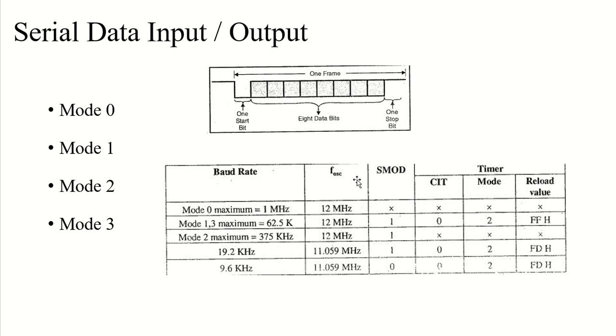For 9.6 and 19.6 kilohertz, for values of SMOD 0 and 1, you can see other values like reload value, mode, C/T, and oscillation frequency here. And we have different values for different baud rates from 9.6 to 4.8, 1.4 to 1.2, all this in kilohertz, and after that 110 hertz. Right, we have till 110 hertz.